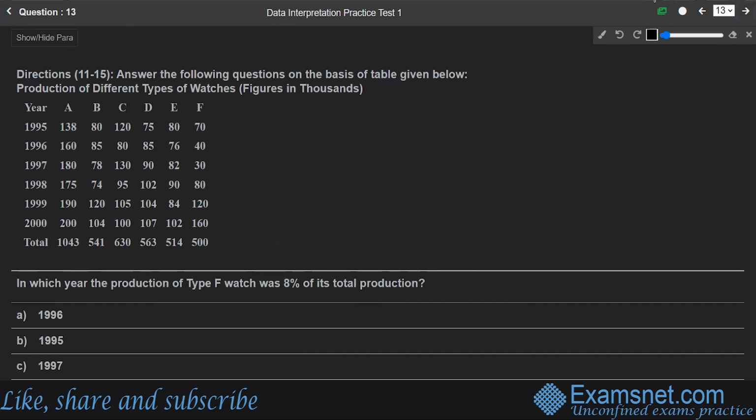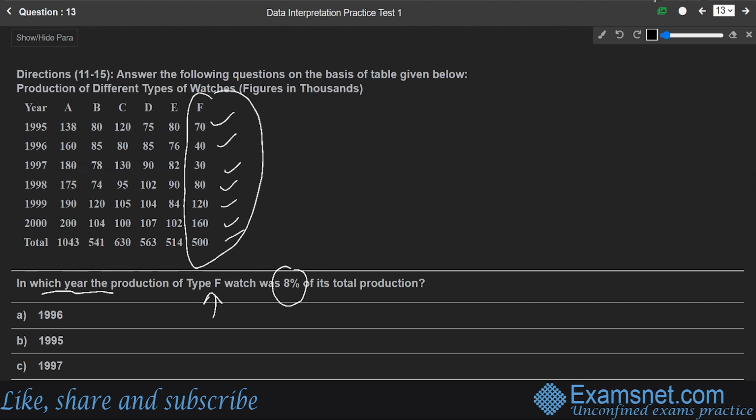Now, the data is still there, and we have to find out a different thing. In which year was the production of type F watch 8% of its total production? For which particular year? So we have to check it year wise, for type F, where production was 8% of total production. So we have to do the total of all the years together also.